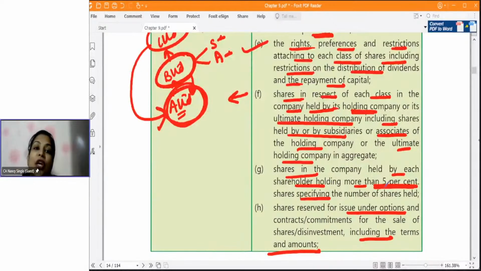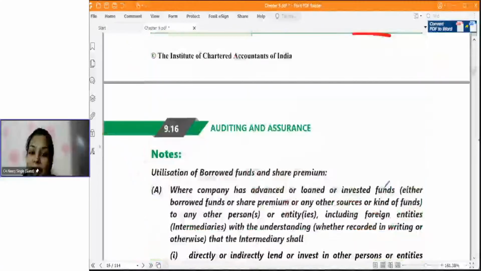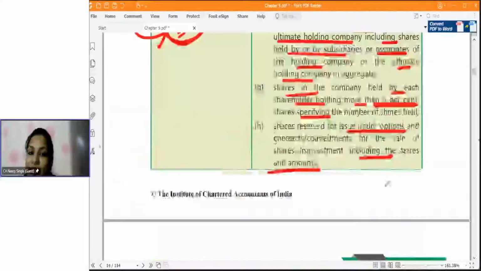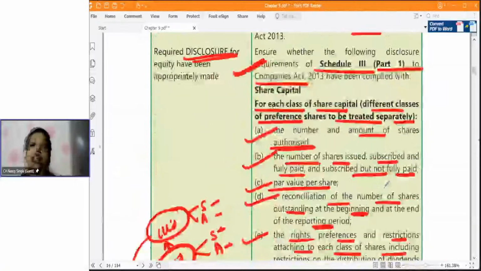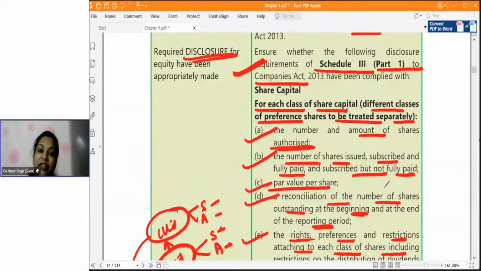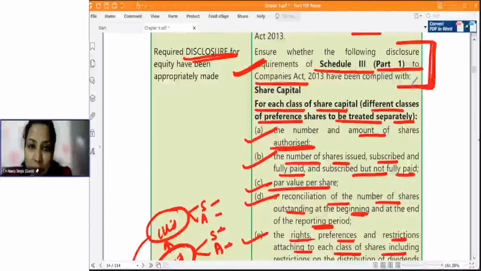I'm repeating here again that as such the auditor is not required to make these disclosures. Auditor is required to verify. See what is written here: ensure whether the following disclosure requirements of Schedule 3 Part 1 to the Companies Act have been complied with. Who will comply? The company. Who is preparing? Management. So management has to give all these disclosures. Is it clear?